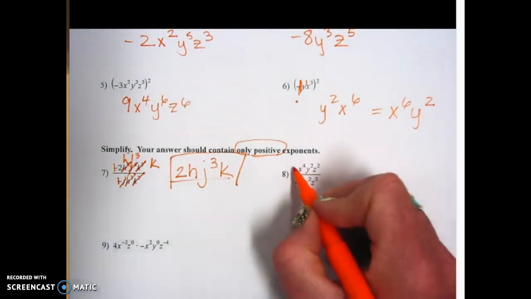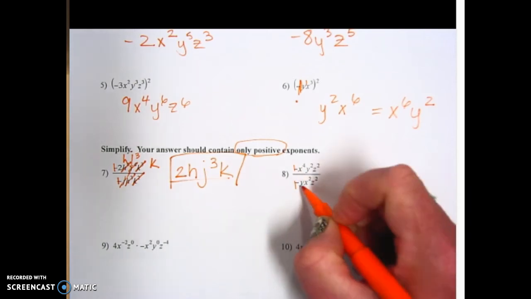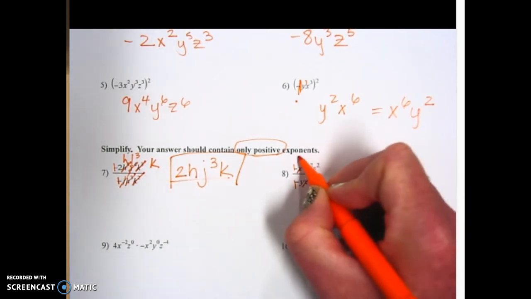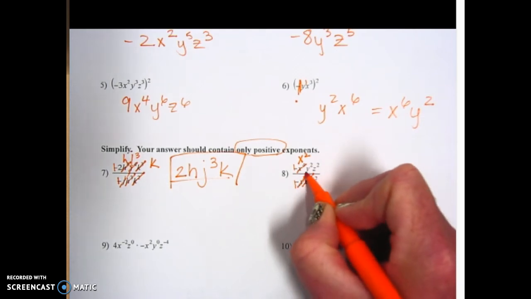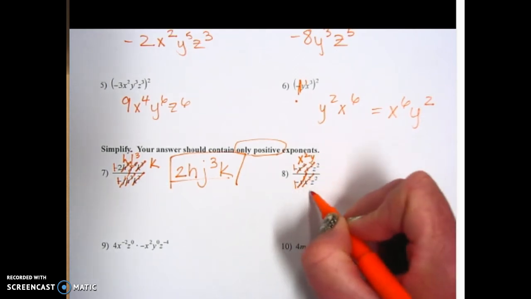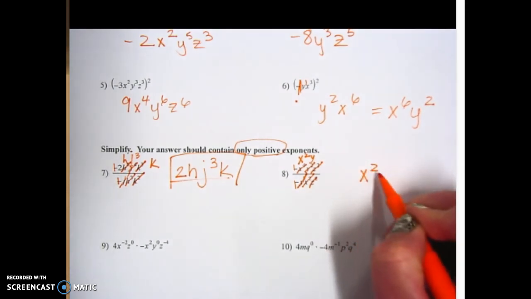All right, negative and negative, change them both to positive. X to the second and x to the fourth, this one completely cancels, that becomes x to the second. Y to the first and y to the second, that one completely cancels, that becomes y. Z to the seconds both completely cancel, that leaves us with x squared y.